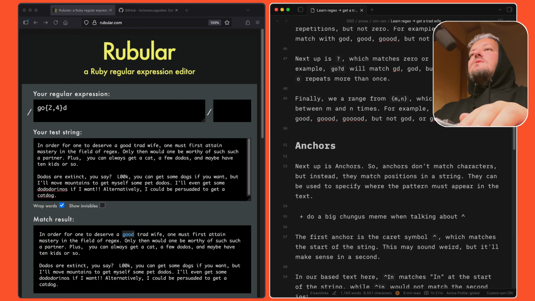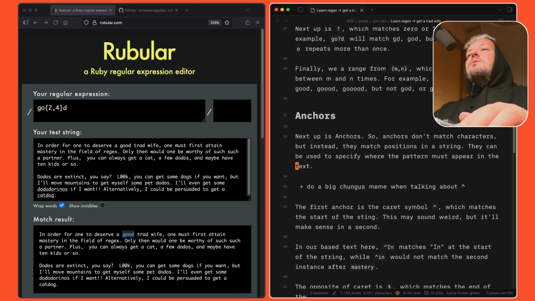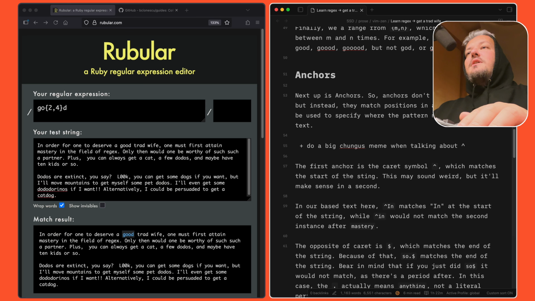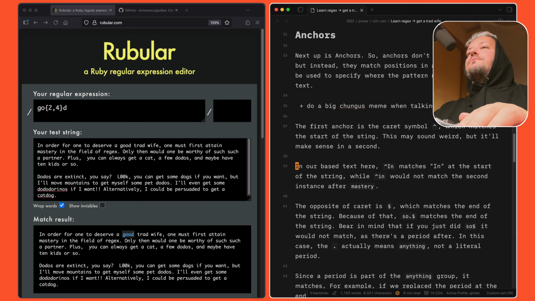Next up is anchors. Anchors don't match characters, but instead they match positions in the string. They can be used to specify where the pattern must appear in the text. The first anchor is the caret symbol, which matches the start of the string. This may sound weird, but it will make sense in a second.